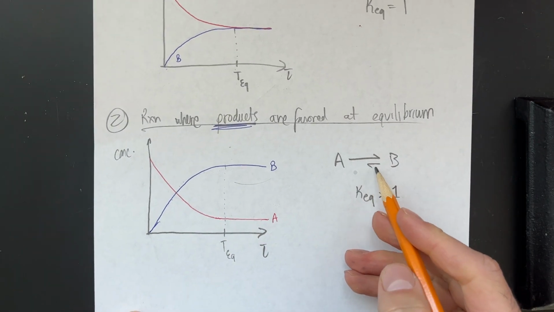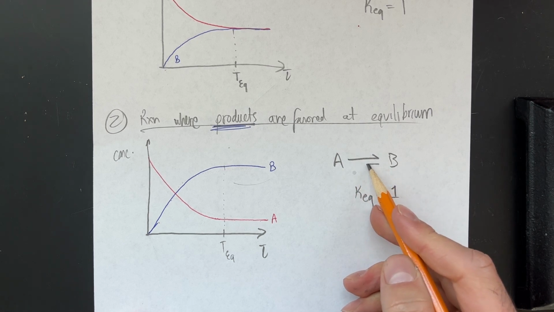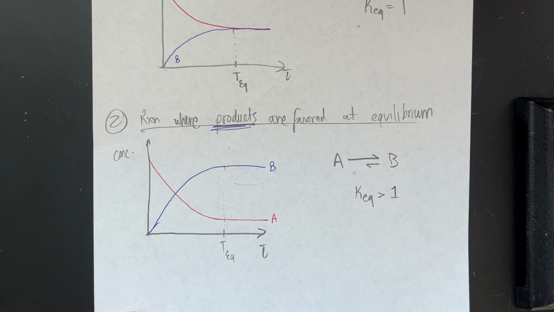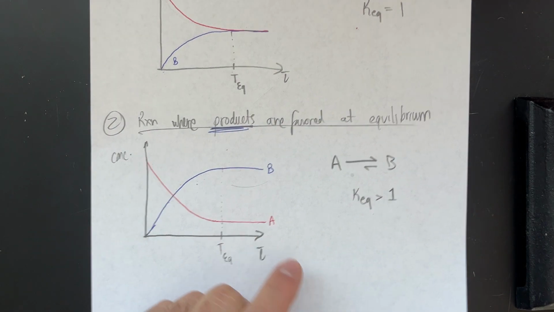And so we can notate that one like this. A goes to B, and there's not much of a reverse reaction here. Mostly we're just forming B, and the backwards is kind of weak. And in this situation, we say KEQ is greater than 1.